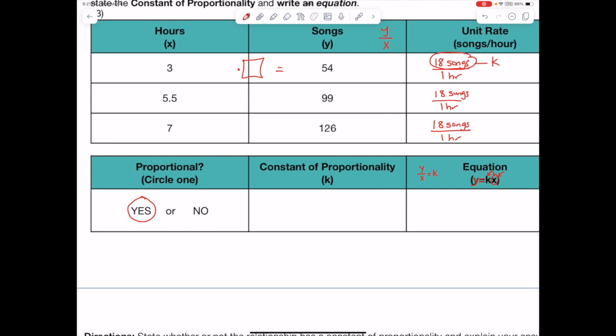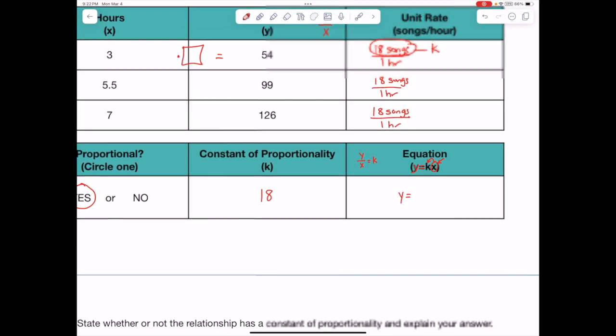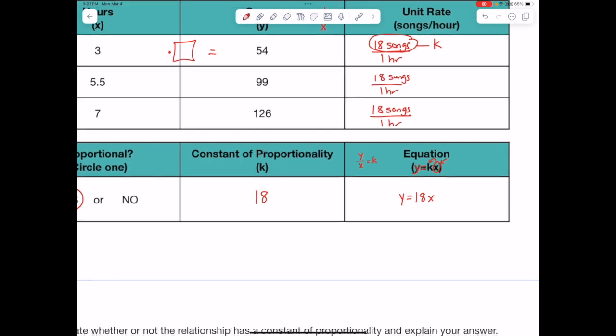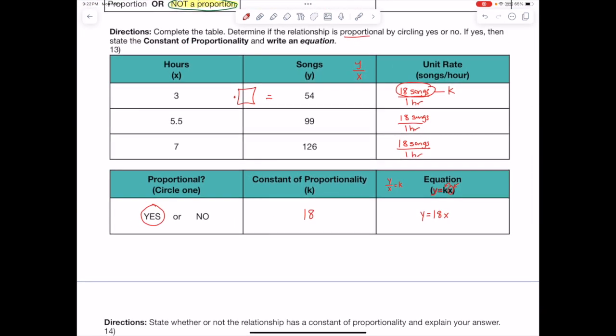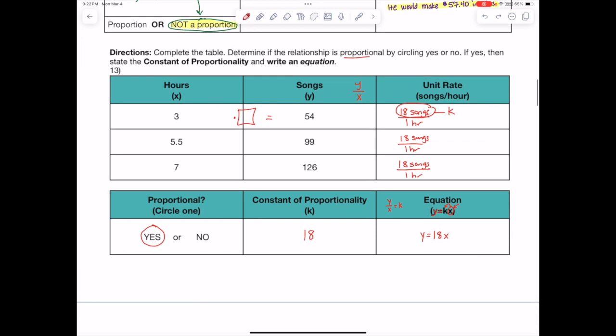What is the COP, or K? Well, the top of the unit rate is also the K, so K is 18, that's our multiplier. And how would we write it in the y equals K times X equation? We would just write y equals, and then you plug in K. So K is 18 times X. So anything you put in X, any amount of hours, it'll tell you how many songs that would equal. Anything I want to put in X, I multiply by 18, and it'll tell me how many songs would play in that time period. Okay, so there's that section there.